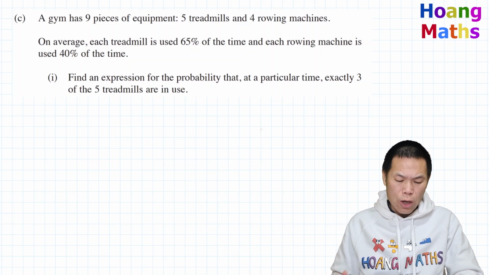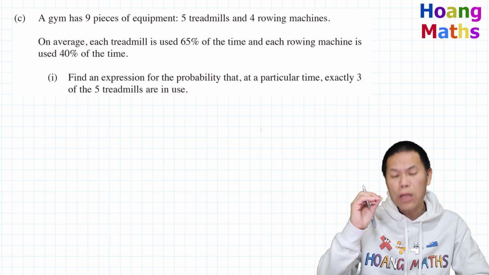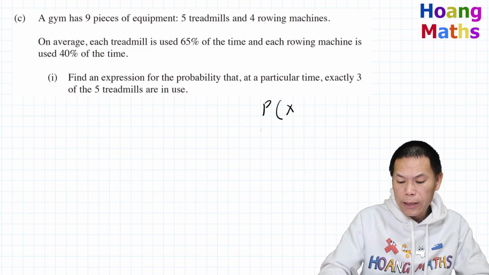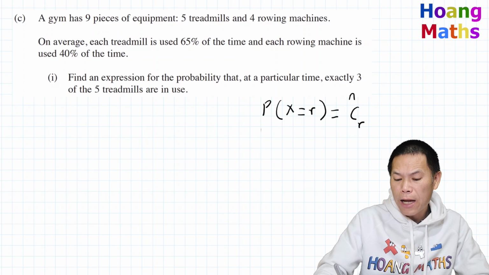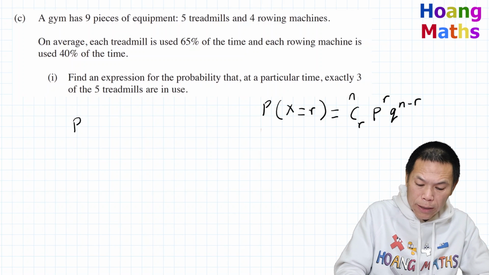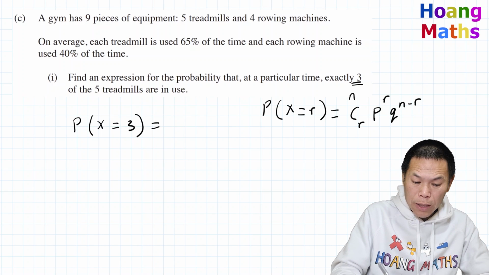So first of all, we know that the treadmills, we have 5, okay, and we only need 3. And the rule is this. Probability of x equal to r will become nCr p to the power of r, and q to the power of n minus r. P is a probability. Okay, so keep that in mind. So that means we need to find the probability that x is equal to exactly 3. So x is 3.